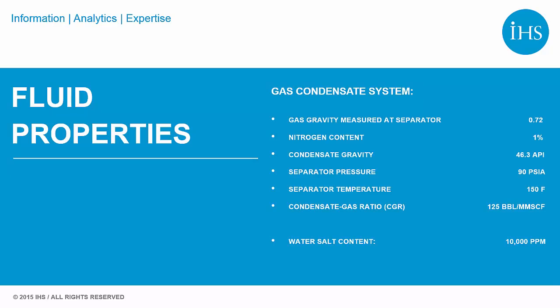Condensate gravity is measured at 46.3 API with a separator pressure of 90 psia and a separator temperature of 150 degrees Fahrenheit. Previous studies have also shown that our condensate gas ratio, or CGR, is 125 barrels per million. Finally, the produced water has a measured salt content of 10,000 parts per million.